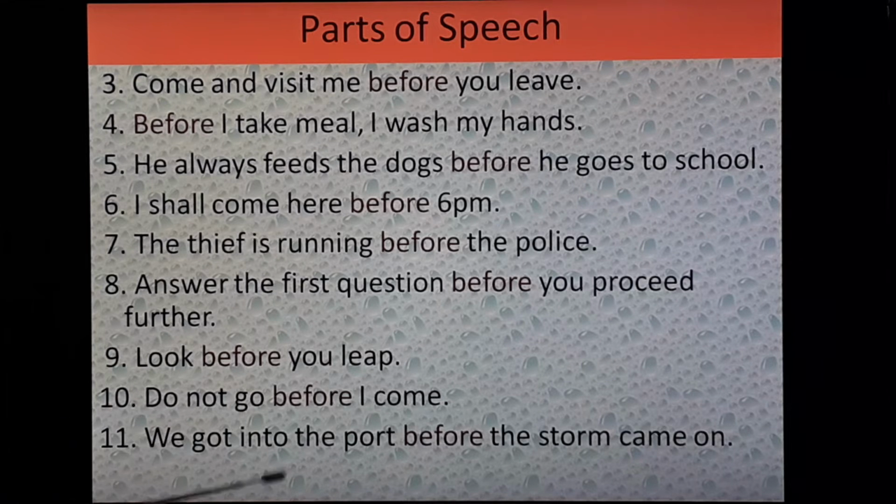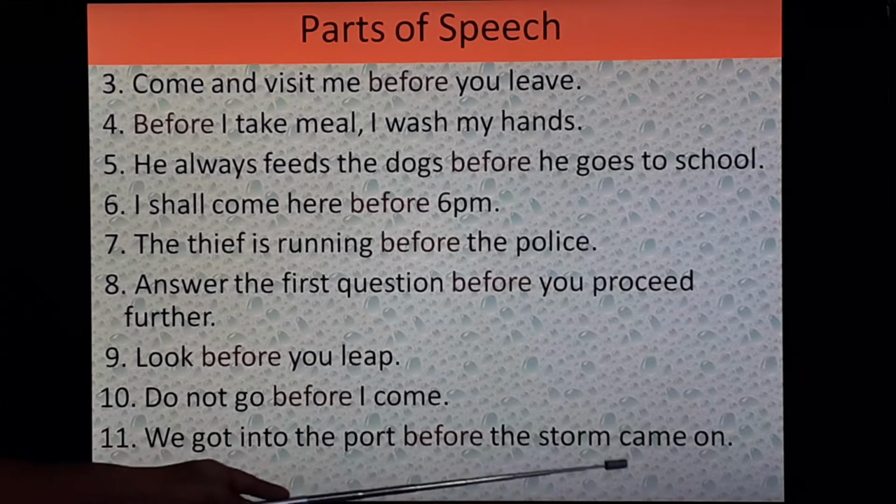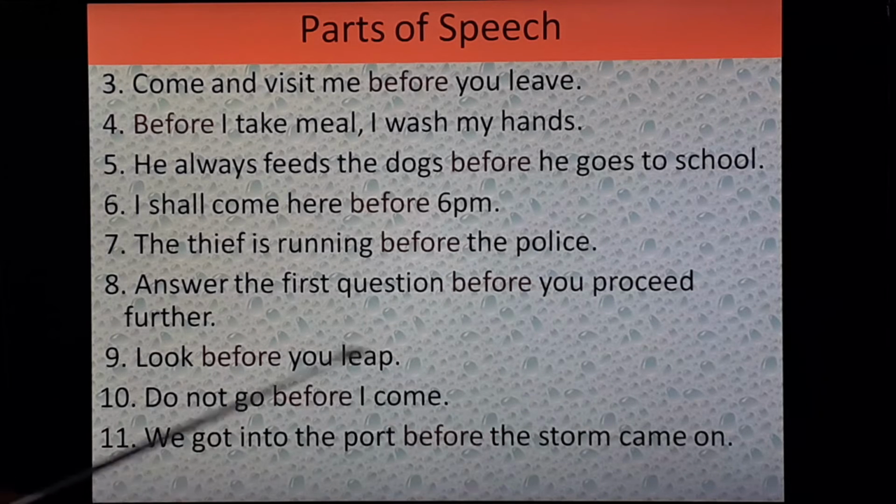We got into the pot before the storm came on. So here, before is a subordinating conjunction, the storm came on is the subordinate clause, and we got into the pot is the main clause.